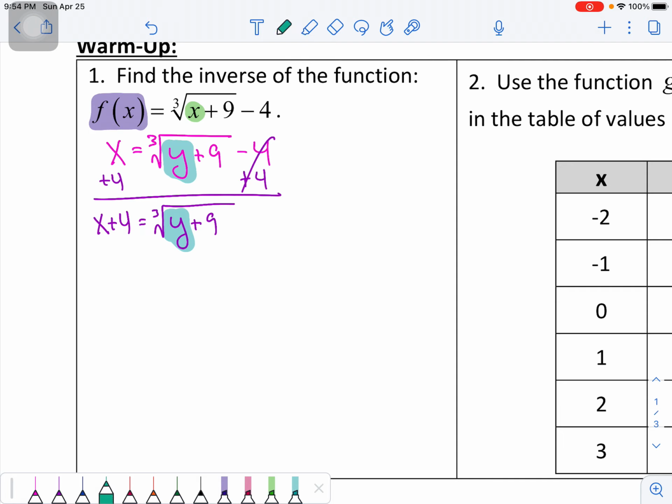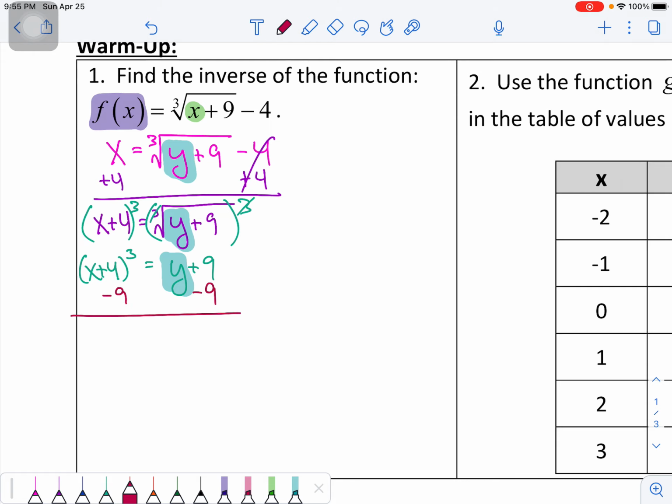My next step here, I want to get rid of that cube root. So I'm going to go ahead and cube both sides. Cube and cube root cancel. So I've got y plus 9 on the right side. On the left side, please do not multiply out x plus 4 cubed. I don't want to know what that is. I just want to leave it as x plus 4 cubed. Okay. Y is still not by itself, right? It's sitting right there, but it is still attached to a 9. So let's go ahead and unattach that 9. And you're going to have x plus 4 cubed minus 9 equals.